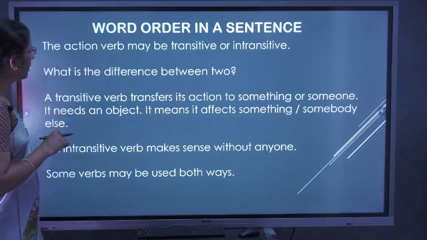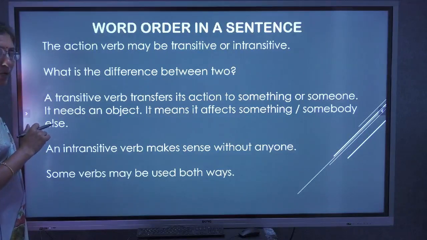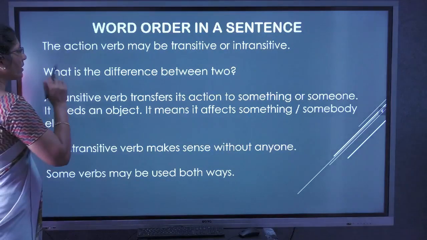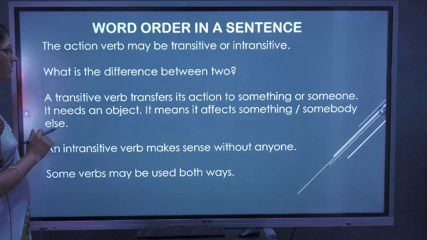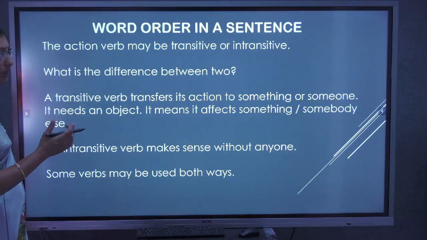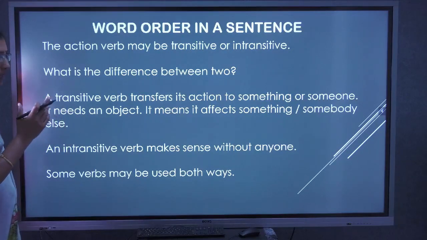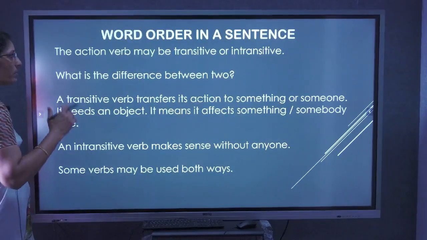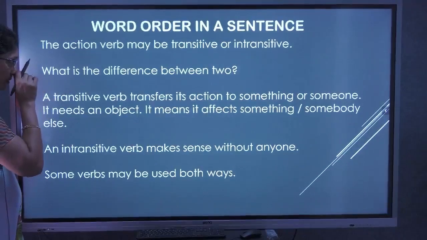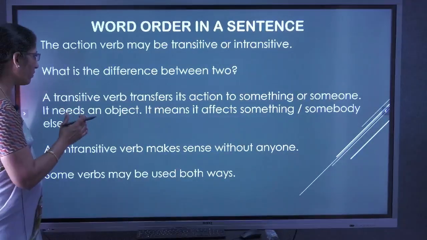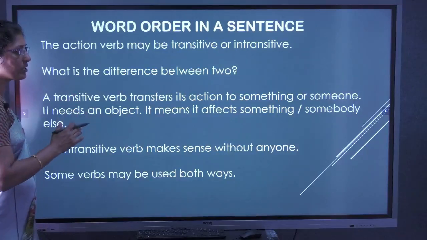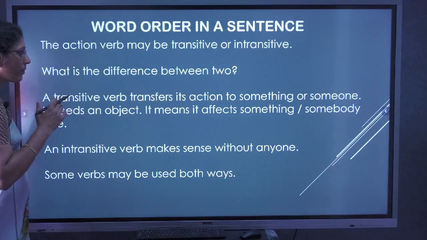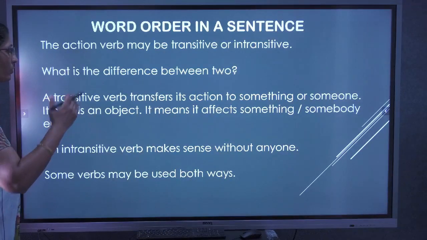Now, here the action verb may be transitive or intransitive. What is transitive and what is intransitive? You know that transit, transport, that indicates some movement. Am I right? Transport, you know, transport. So transit, they both show some movement. Like this, a transitive verb transfers its action to something or someone. That means the action transfers from subject to the object.